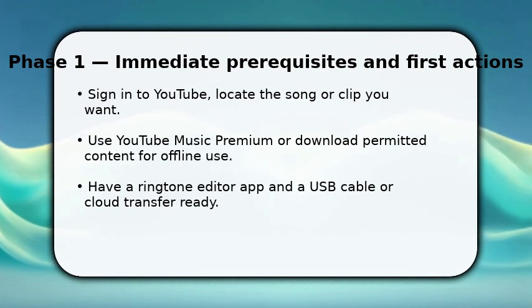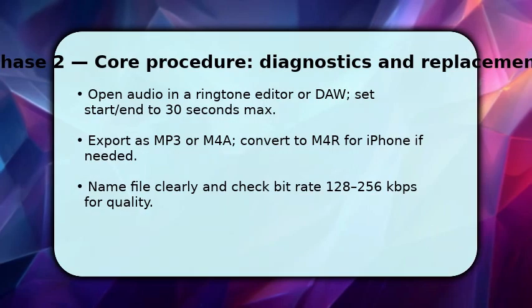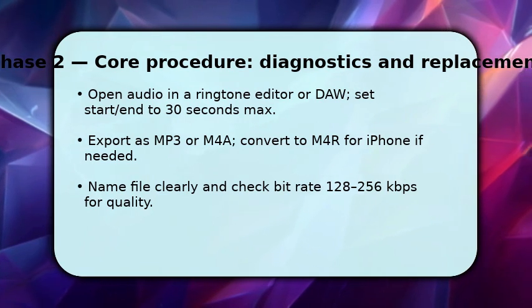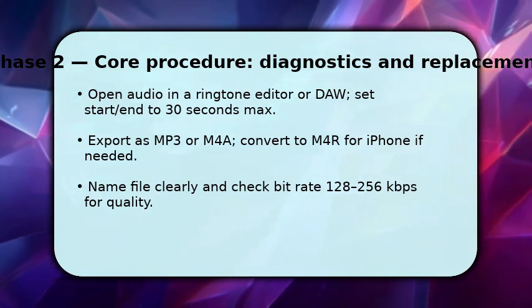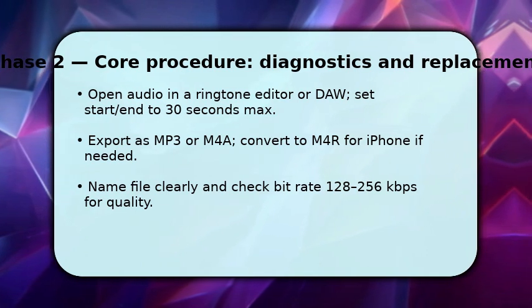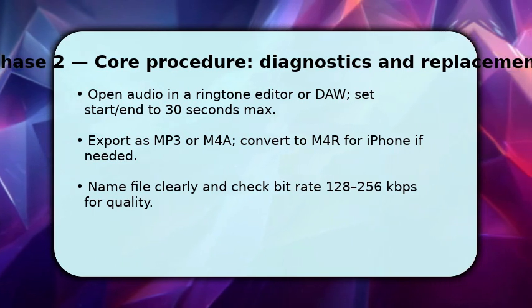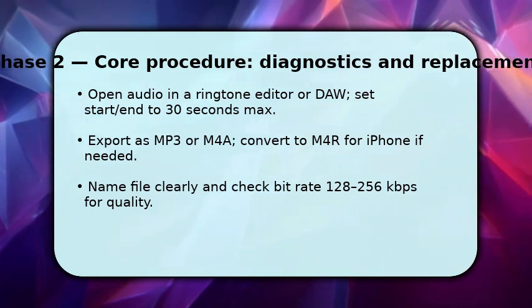Now load the saved audio into a ringtone editor or simple audio app. You can use Audacity, GarageBand, or a mobile editor. Trim to a maximum of 30 seconds so it functions as a ringtone. Choose a clear fade in or out to avoid abrupt cuts. Once done, export as MP3 or M4A.